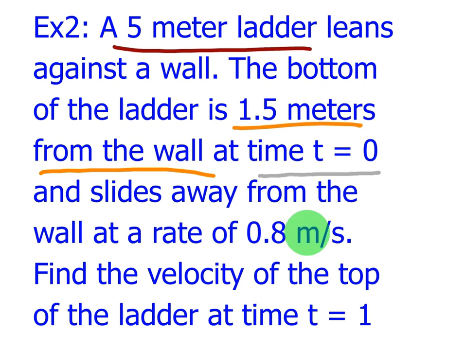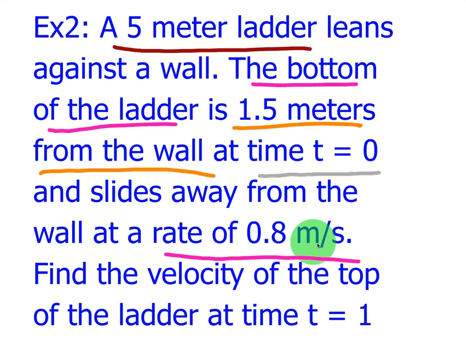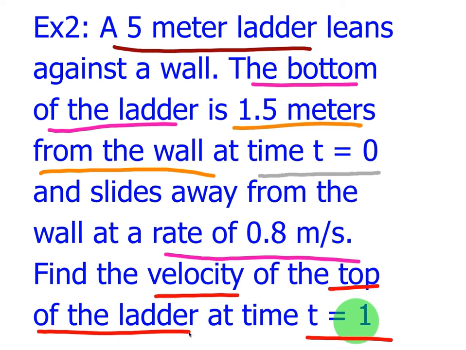Well, that's a rate, right? And that's the bottom of the ladder. Okay, the bottom of the ladder is sliding away at a rate of 0.8 meters per second. All right, so when we draw the picture, you're going to see what that looks like. Basically, the bottom of the ladder is moving like this at a rate of 0.8 meters per second. Find the velocity of the top of the ladder at time t equals 1. So the last thing I'm going to underline is we're trying to figure out the velocity of the top of the ladder at t equals 1.